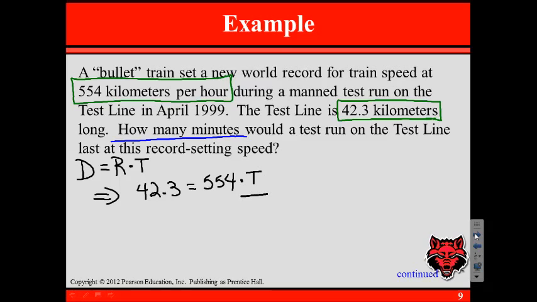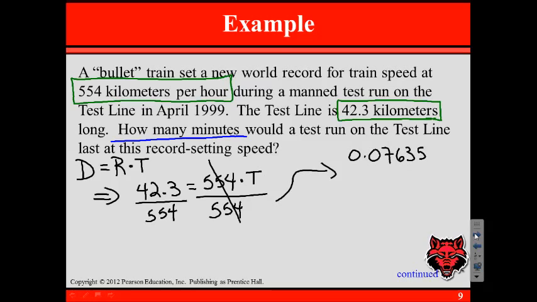So we divide both sides by 554. On the right side, the 554s cancel. Now when we put this value in the calculator, we put in 42.3 divided by 554, and we get a fairly horrible looking decimal. 0.076353, and that continues forever, and that equals t.